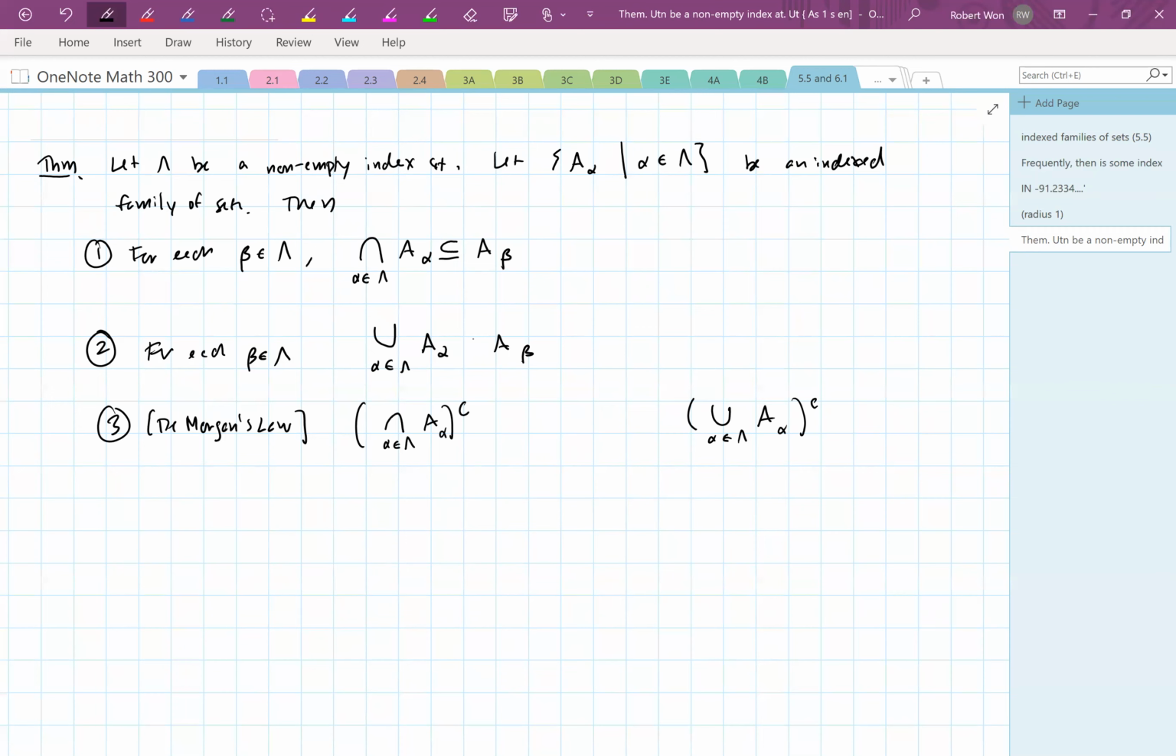Similarly, hopefully it's not so hard to see that any one of the sets is a subset of the union.